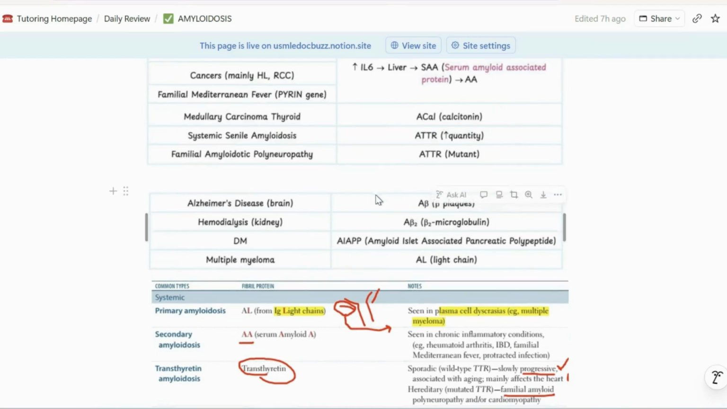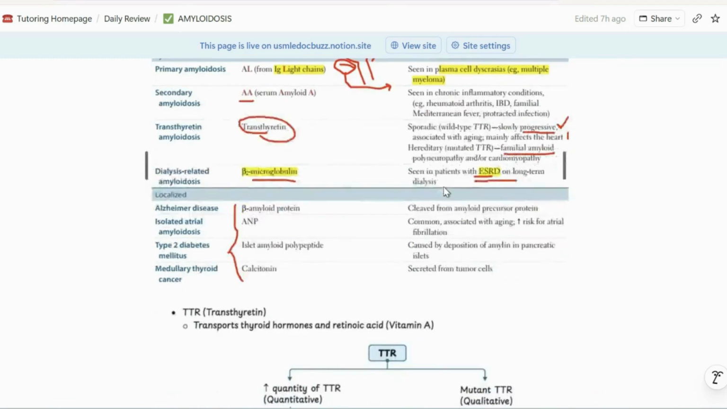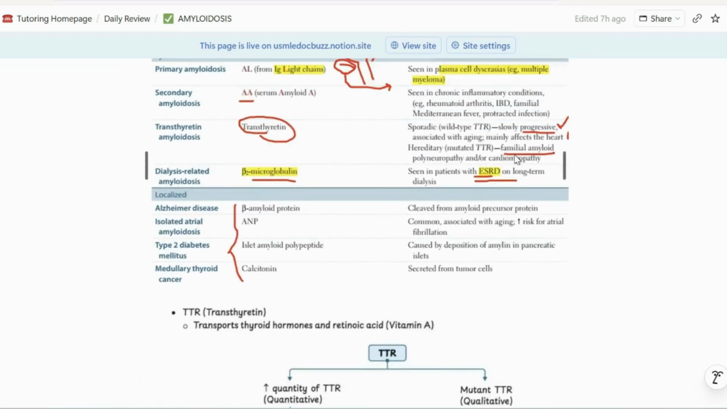Multiple myeloma we've seen before. So this is a page out of First Aid. I do want you to go over it. The only thing that we haven't touched is the transthyretin part, and I just want you to look at it. Now, if you have the wild type of TTR, you have the slowly progressive and the aging thing, right? So that's what we're seeing in this branch, right? Transthyretin, TTR. Usually this is the sporadic one, and this is the mutant one, okay? And you can see here as well, usually associated with familial amyloid polyneuropathy and cardiomyopathy, right?